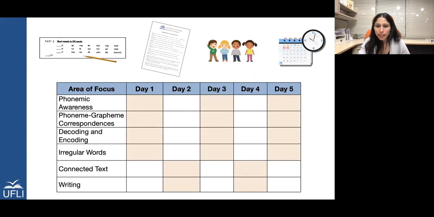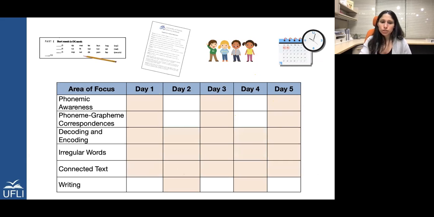So I may do an A schedule where some days when I meet with this group, I target phonemic awareness, phoneme-grapheme correspondences, decoding and encoding, and irregular words. And then on other days, I focus on applying that in connected text and writing. So again, I'm still making sure that all of students' needs are being addressed, but due to time, I'm staggering, right, the activities that I'm doing with this group of students.